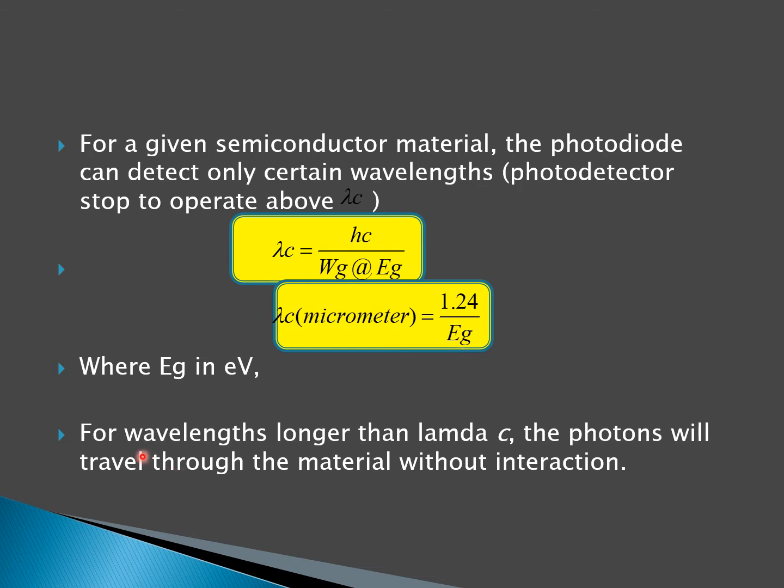For wavelength longer than lambda c, if it is more than lambda c, then the photon will travel through the material without interaction, which is a loss, because no absorption occurs. If there is no absorption, it means that there is no photocurrent.